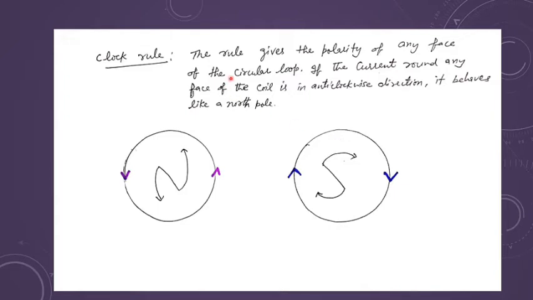And if I talk about the clock rule, if I am looking at the coil from this side and I see the direction is clockwise, then it is the south pole. If I see the direction anti-clockwise from my front, then it is the north pole. This activity I would like you to do.